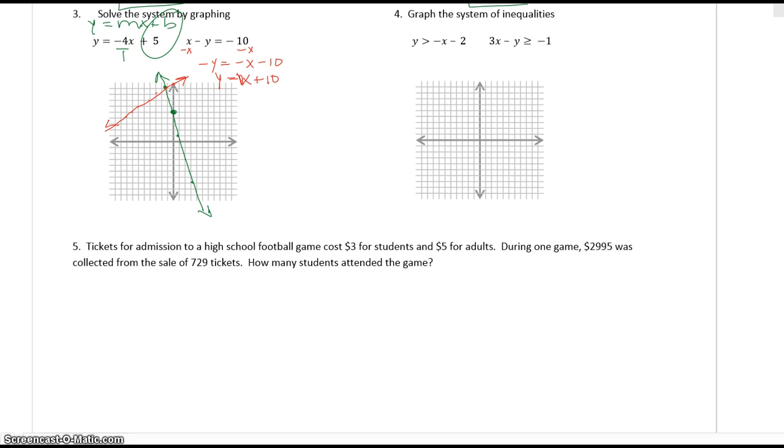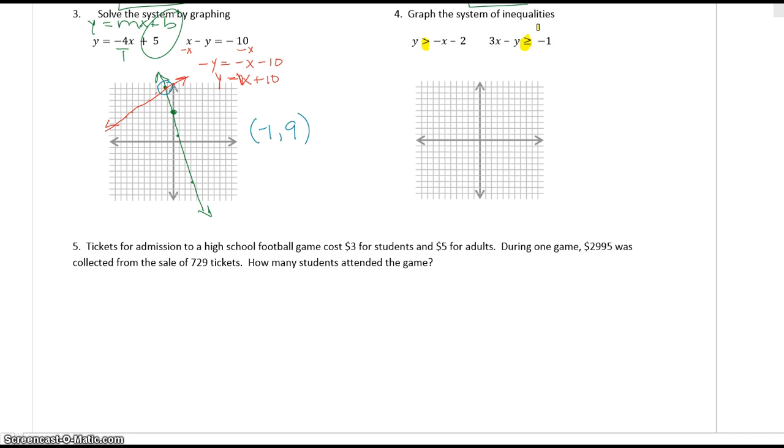We check to see where they intersect, and it looks like they intersect at this point right here, which would be -1, 9. That is the solution to that system. Okay, so now let's look at number 4. Number 4 is a little bit different because it is a system of inequalities.